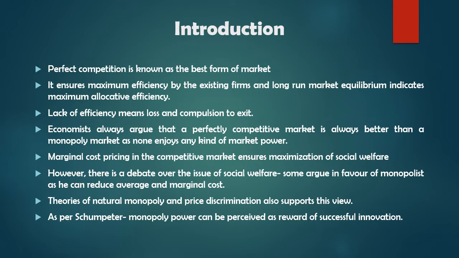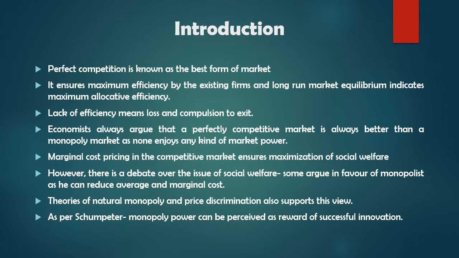But in the long run equilibrium, each firm is operating at the minimum point of its long run average cost curve. At that time we can say it maximizes its efficiency because it is selecting the optimum plant size, it is optimally utilizing the optimum plant size. So we can say the perfectly competitive market is the best form of market, which maximizes the allocative efficiency in the economy.